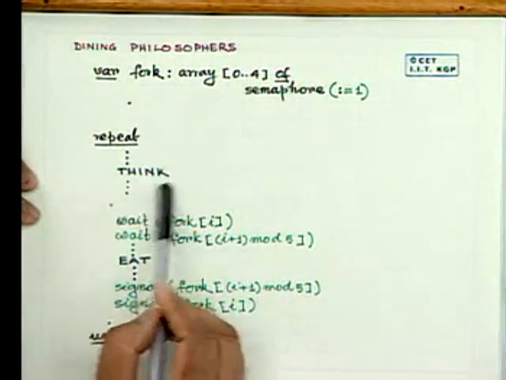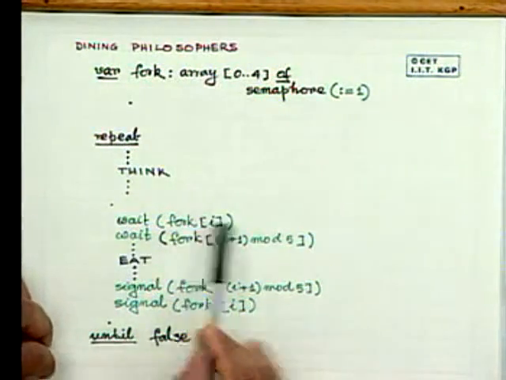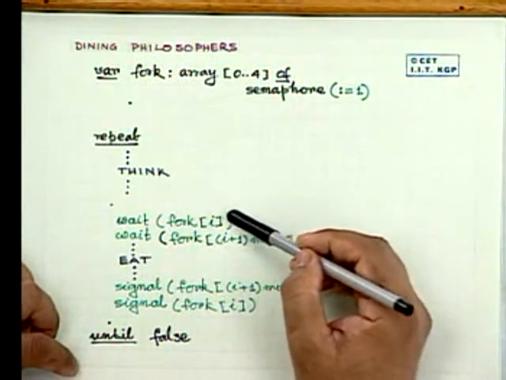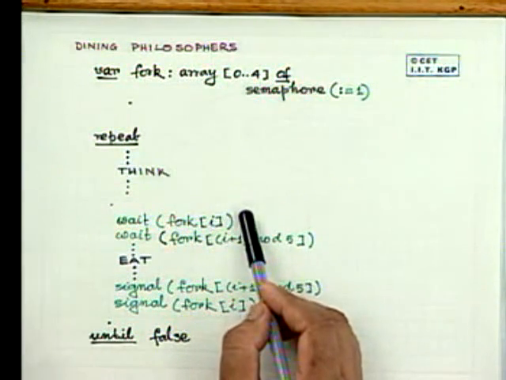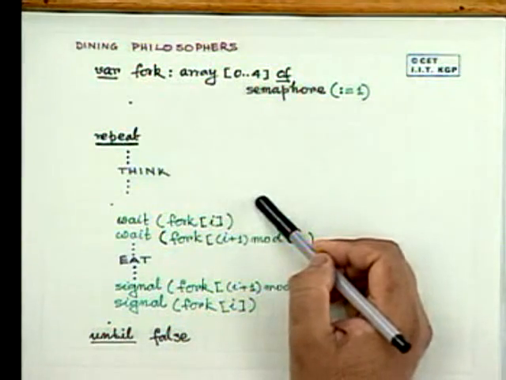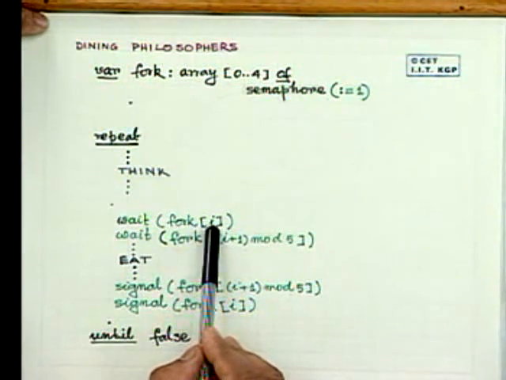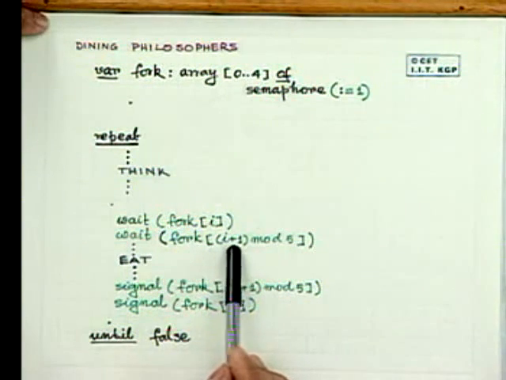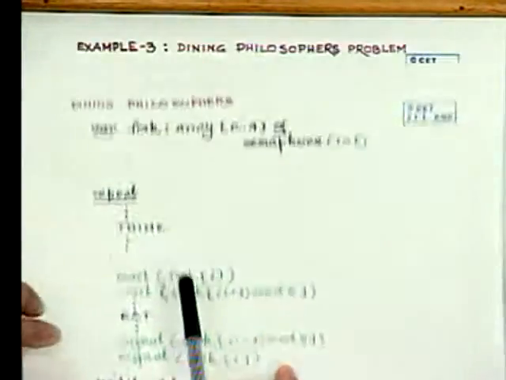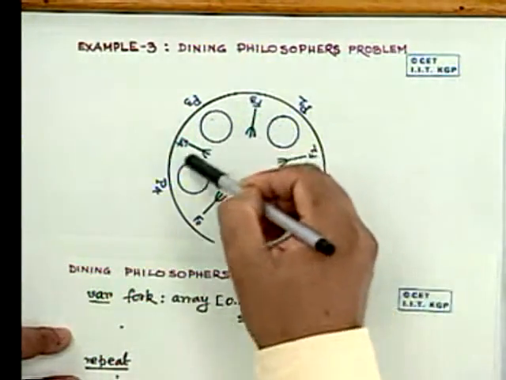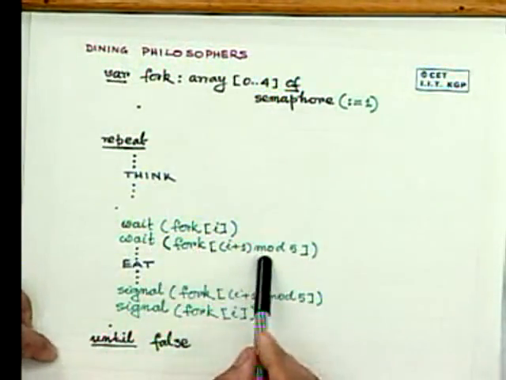The philosopher thinks. Now when he feels hungry, he waits on fork I. That means if fork I is busy, that means it has been taken by another philosopher sitting possibly at his left or at his right, then he has to wait. If he does not have to wait here, that means the philosopher can get fork I, then he attempts fork I plus 1, which is on the right hand side of the philosopher. Now this mod 5 is to take care of the circular positioning of the forks. Then he waits on fork I plus 1 mod 5.